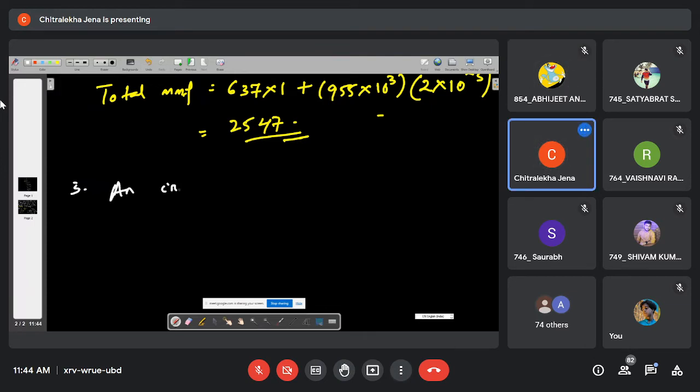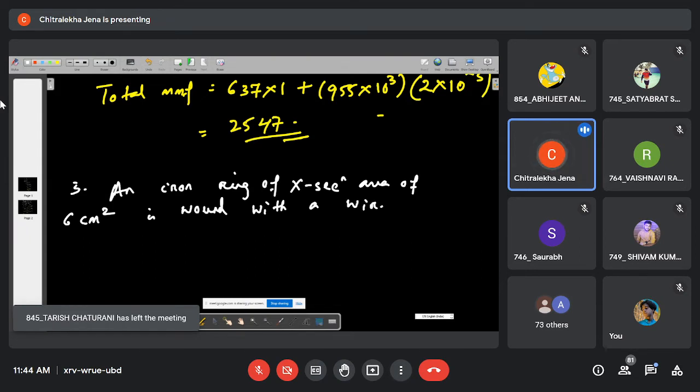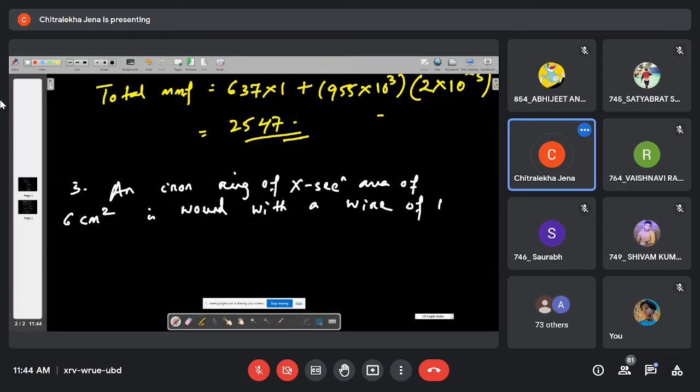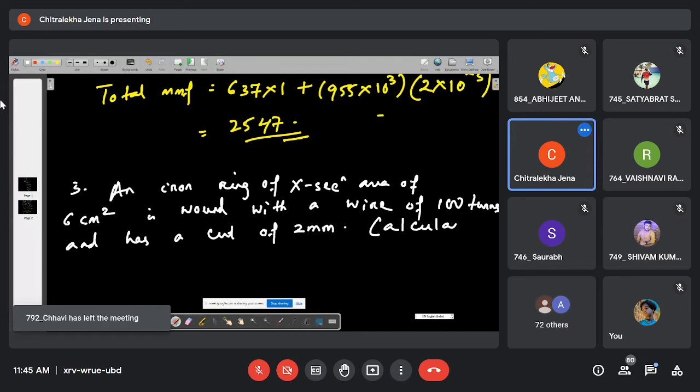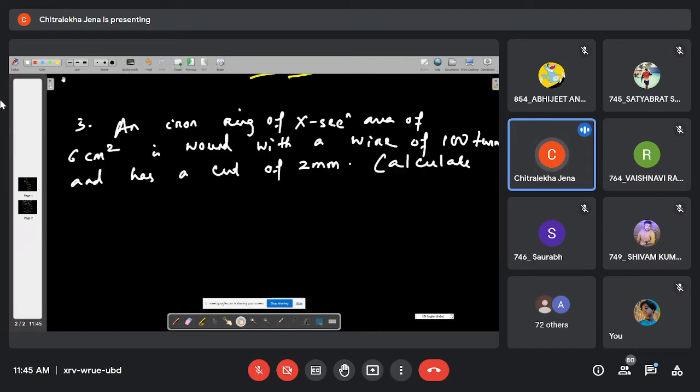An iron ring of cross-sectional area 6 centimeters square is wound with a wire of 100 turns. The number of turns is given, and it has a cut of 2 mm. Calculate the magnetizing current.